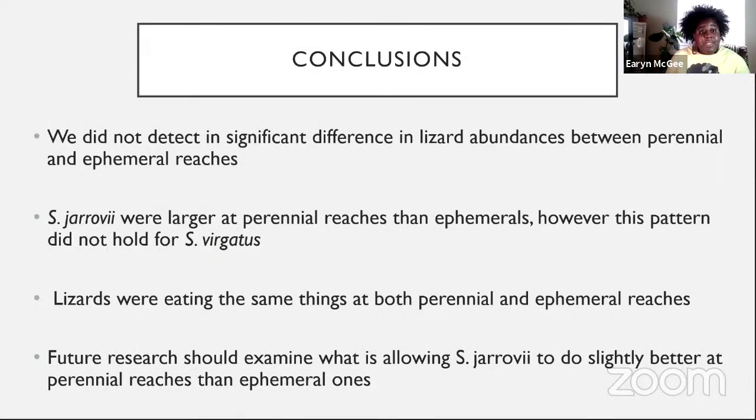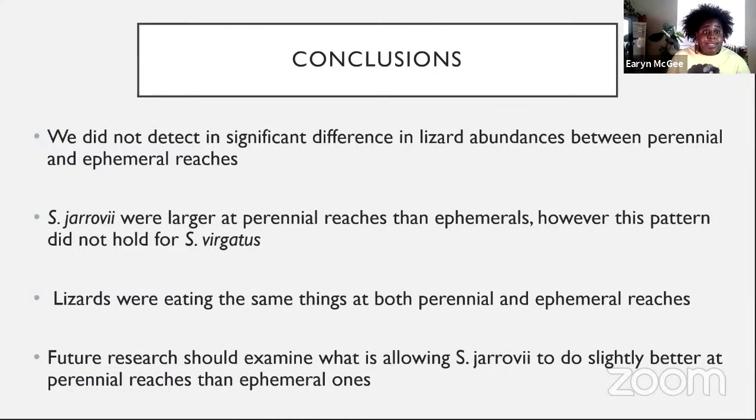Overall, we did not detect a significant difference in lizard abundances between perennial and ephemeral reaches. We're thinking that might have to do with the fact that the Chiricahua Mountains are relatively lush, so there might have just been a lot of terrestrial insects for these lizards to eat. We did not actually measure the terrestrial insect abundances out there. Also, our streams are very small, so there just might not have been that many aquatic insects available to them for it to have made a large enough difference.